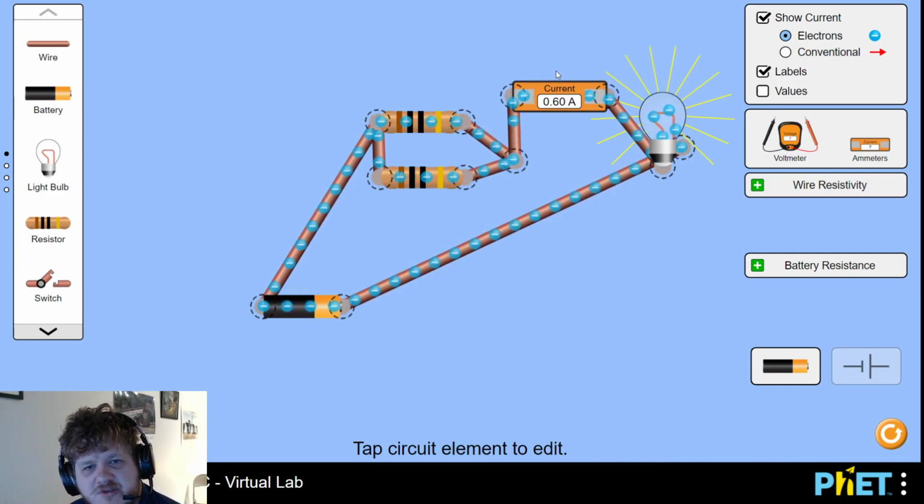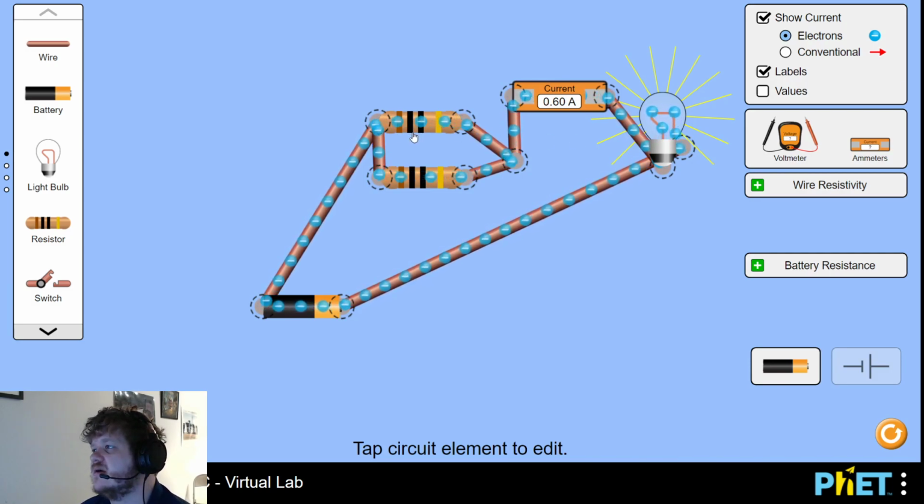And so that's what would be going on with all of this. So you're going to play around, record some data. I would suggest you do about three arrangements in series, three arrangements in parallel, using the same number of resistors.